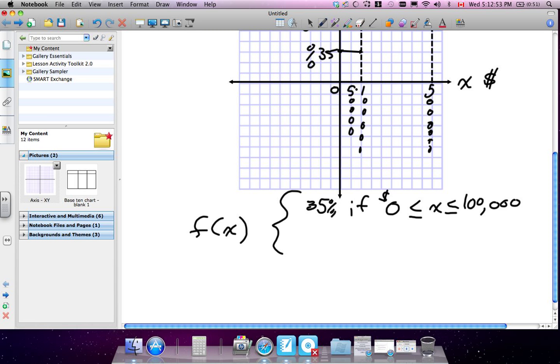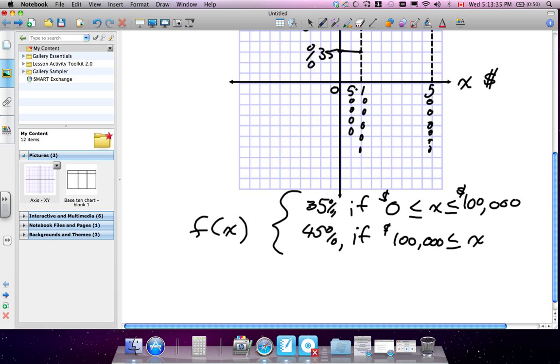I'm not sure if they want the unit signs, like the percentage or dollars. You can put them in, you don't have to. Then what would be our next one? f of x is, the earnings are greater than $100,000 up to, so 45%. If $100,000 is less than or equal to x, and x is less than $500,000.